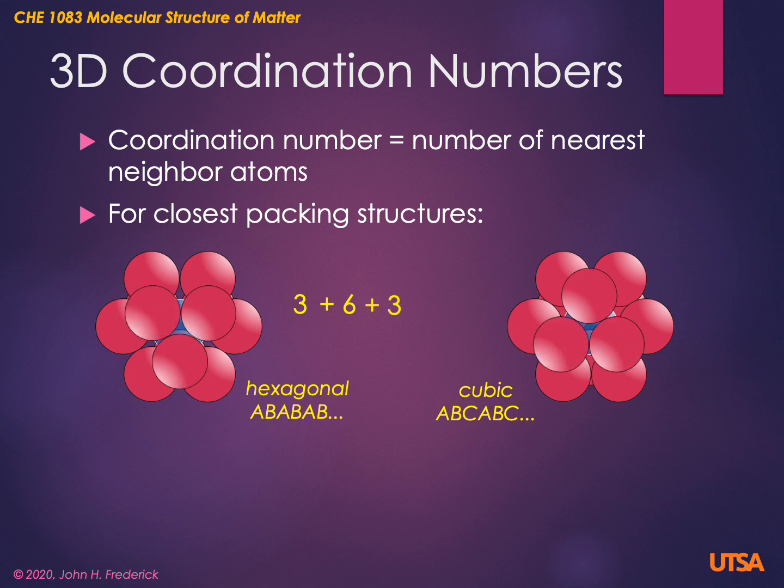And notice that the 3 on the top layer are oriented differently. In the hexagonal, they're oriented exactly as they were in the first layer. In the cubic ABC layer, they're not oriented the same as in the first layer, so they don't overlap them. But in each of these cases, we have 3 plus 6 plus 3, or a total of 12 nearest neighbors. So that means that the coordination number for these closest packed hexagonal and cubic face-centered cubic are both 12.